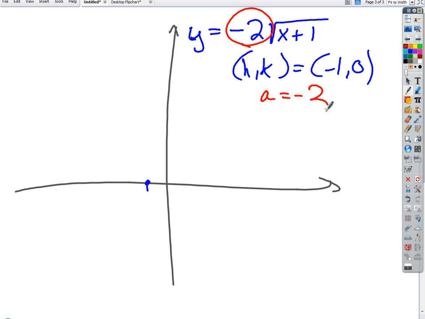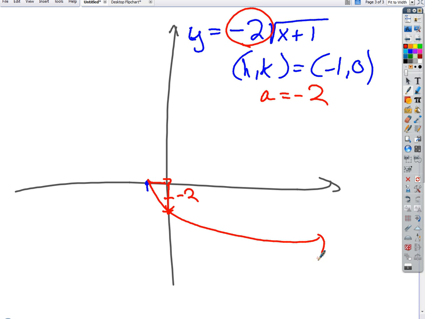So if I scoot 1 to the right and go up by negative 2, what is that really accomplishing? Everybody see that? I'm going to go over 1 to the right, and I'm going to go up by negative 2, which is the same thing as going down 2. So that's my second point right there. And this is an example of a square root function that opens down. Okay, make sense?